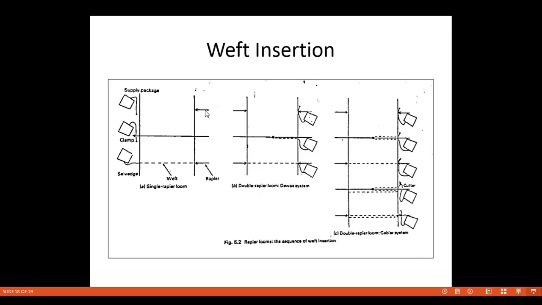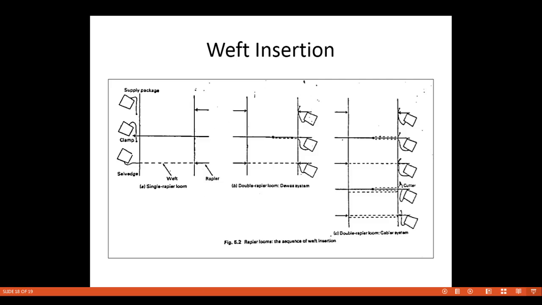So the single rapier is going only from one side to the other side. While going it is going empty, while coming it brings the weft. So this is what a single-sided rapier. Weft is packaged on the other side. So the sample loom in our workshop is of the single-sided rapier.